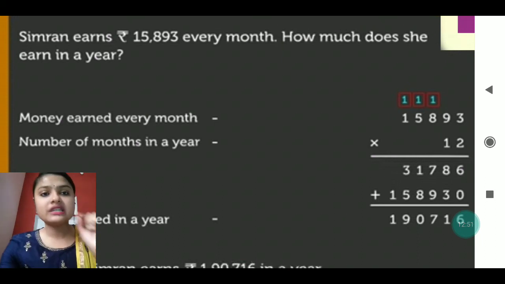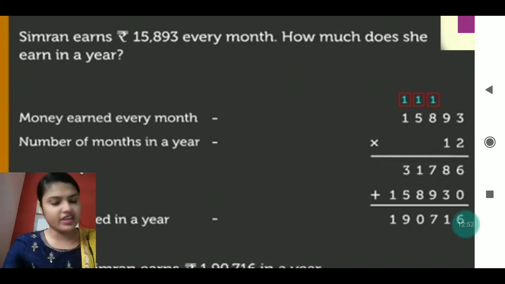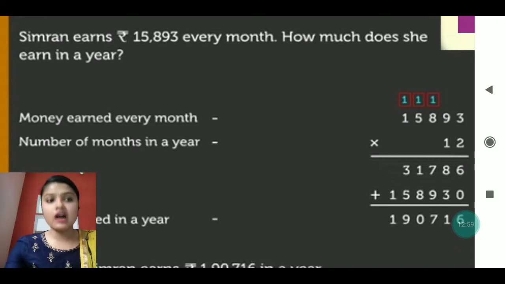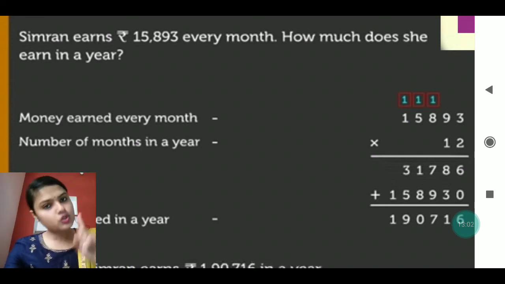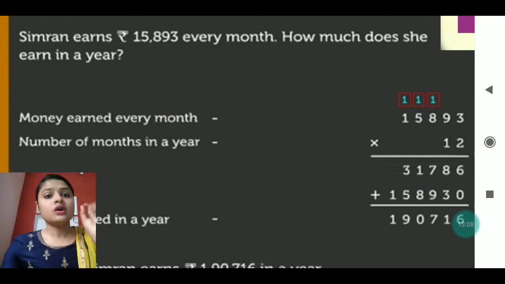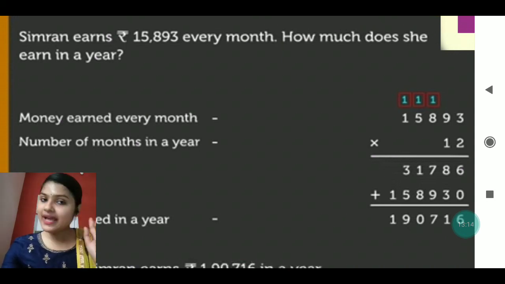So what will you do? The statement will be: money earned every month. That is given. Number of months in a year. How many months are there in a year? 12 months are there in a year. So we have to calculate here with 12: 15893 multiplied by 12.